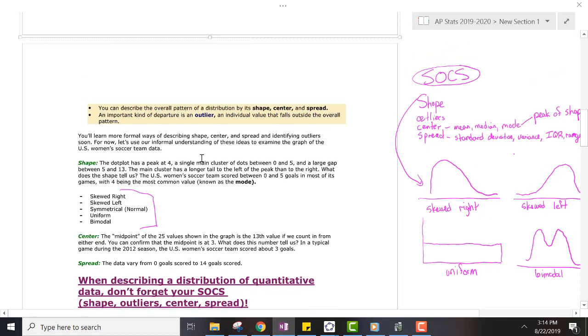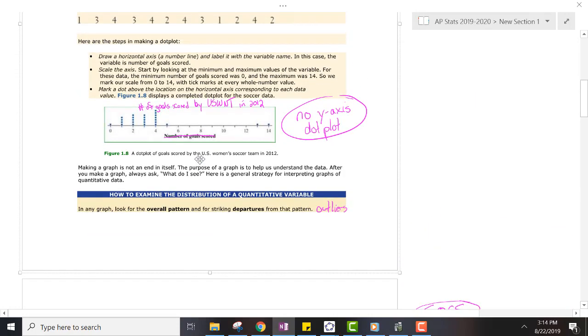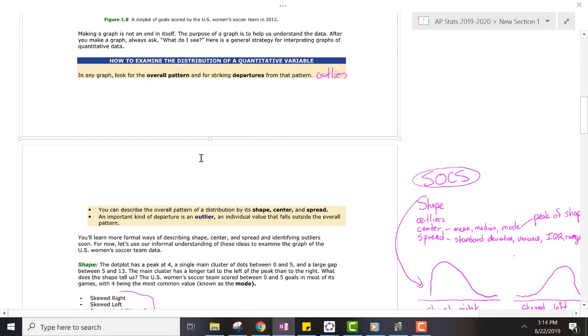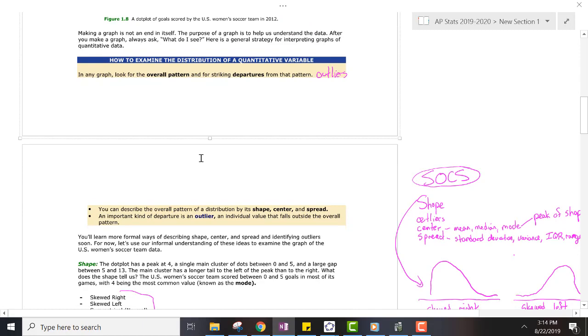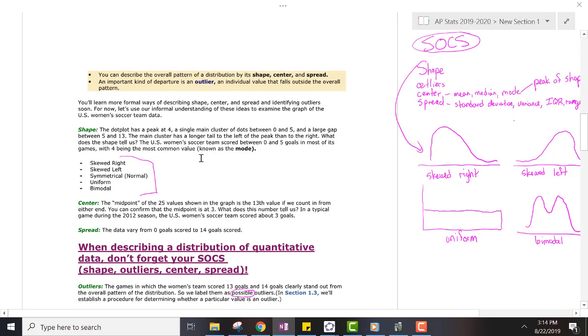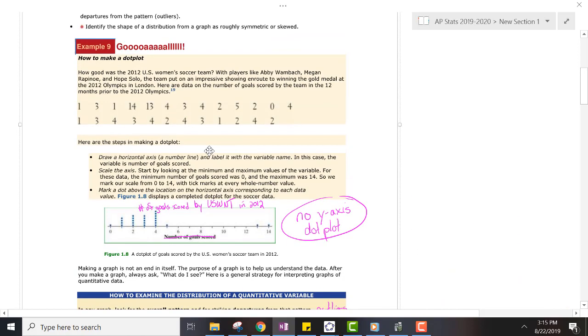So here, if we're looking at this data, we have the shape on that one. Got a peak at 4, a single main cluster of dots between 0 and 5, a large gap, a little more than what you need. The shape is skewed right. Most of our values are on the low side, we got a couple on the high side.